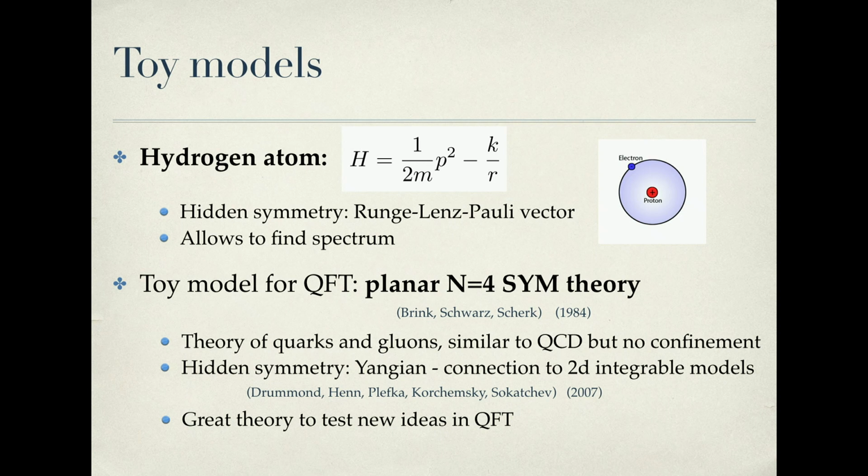At loops, they differ, and this one is, of course, simpler than QCD. But that's what we would call a toy model. In some respects, it's similar. In some respects, it's different. And there, as in the Kepler problem and the hydrogen atom problem, there is a hidden symmetry here, which is called Yangian. And for those who know, there is some connection to the 2D integrable models, because these typically have Yangian symmetry. But it's a great theory to test new ideas in QFT because of this high degree of symmetry and the special properties. But from the other point of view, it's still a fully interacting four-dimensional quantum field theory.